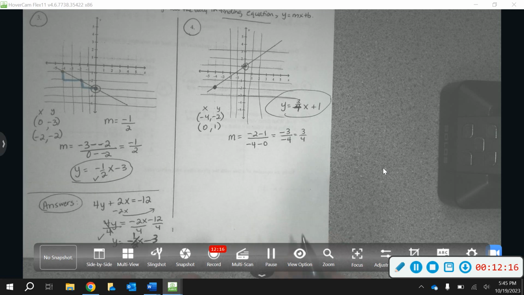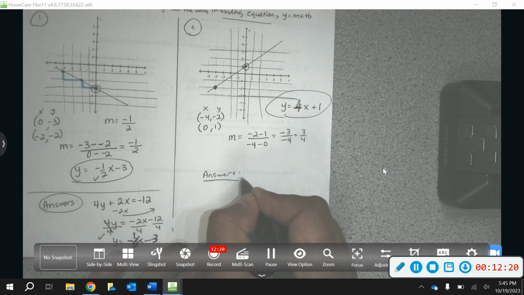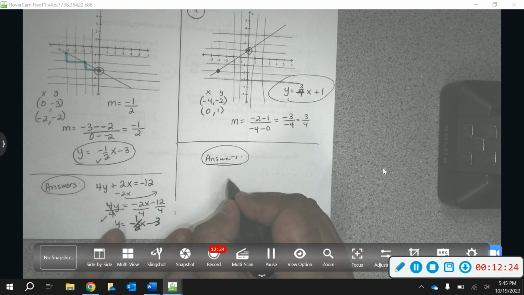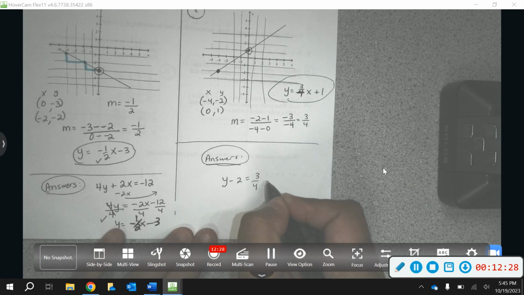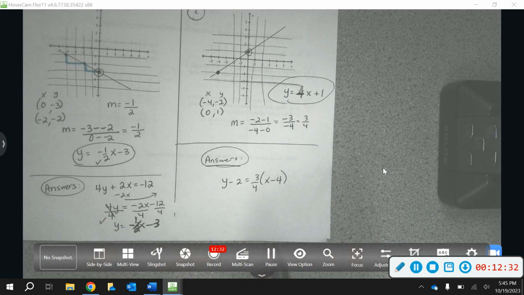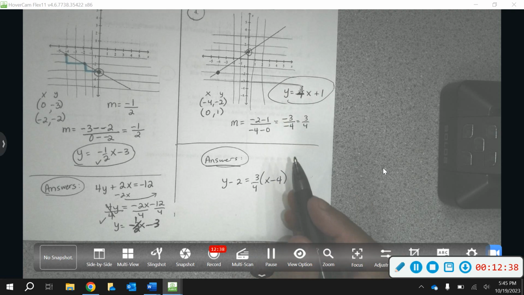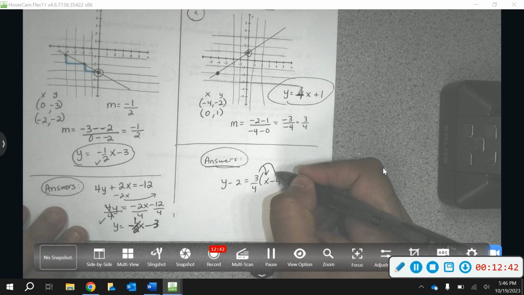Now, what if, again, on my answers, we're in point slope form this time. So what if I have y minus 2 equal to 3/4 x minus 4? Okay, how do I know that this equation is the same thing as my y equals mx plus b equation? All right, what you're going to have to do is distribute this 3/4 in.